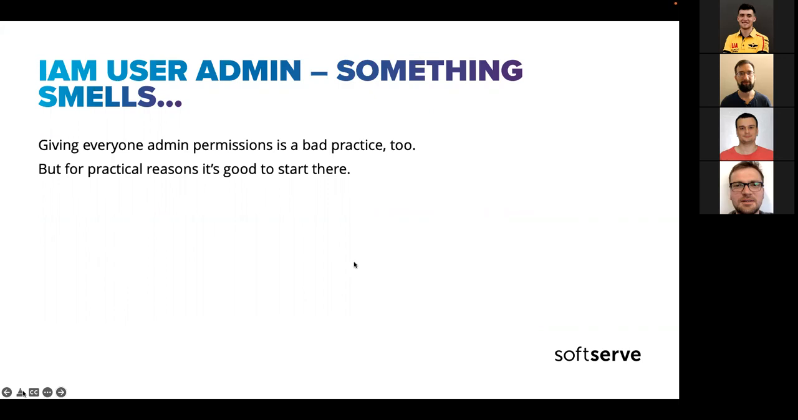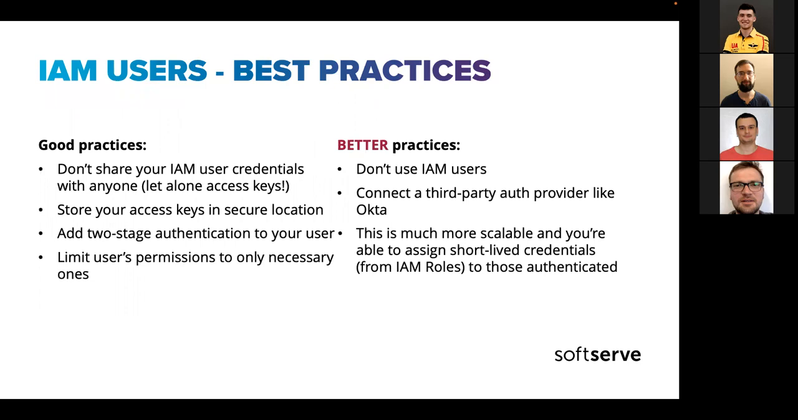When your account or application grows, you will obviously, I hope so at least, use some more secure approach. What would be the more secure approaches or good practices in general? You definitely don't want to share your IAM user credentials with anyone else, because an IAM user represents you as a singular user, right? If anyone else wants to use your account, they should have their own user credentials. Please store your access keys in a secure location so they can't be hijacked from you. For example, don't push them to public GitHub repositories. That would be nice not to do.